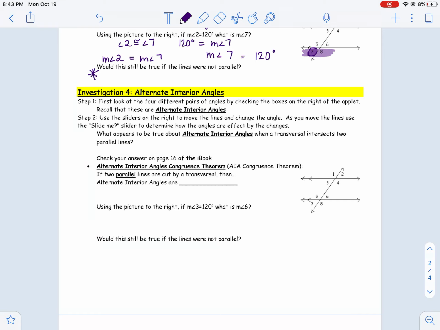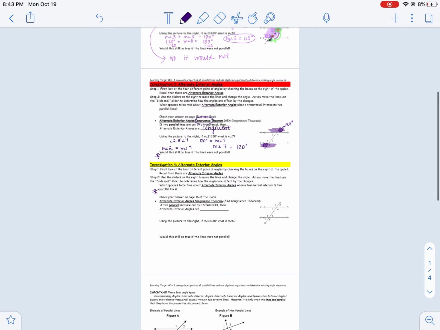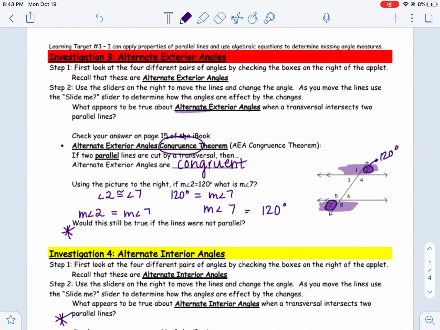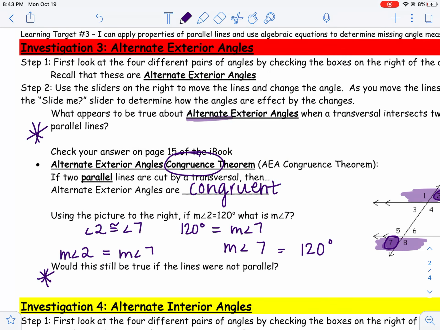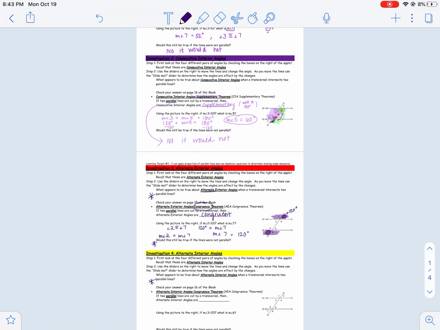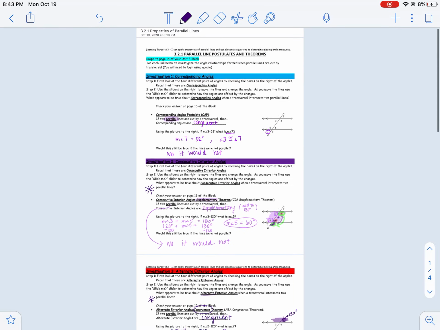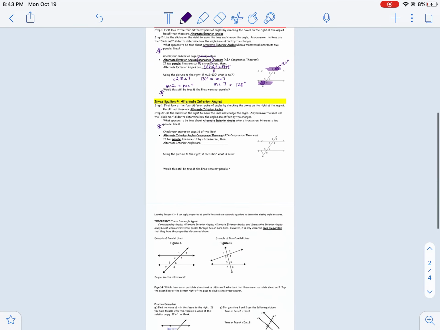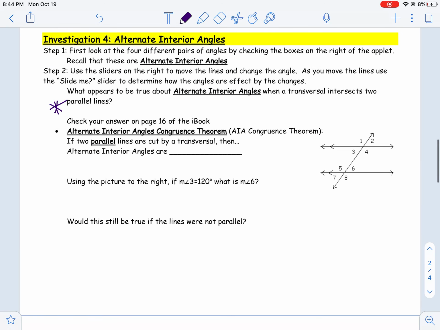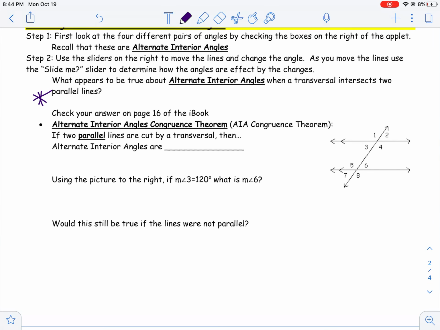Go to investigation 4. We are talking alternate interior angles. Okay, so this one's got a question. It says, what appears to be true about alternate interior angles when a transversal intersects parallel lines? Okay, so make sure you answer that guy. So sorry, there was one right there as well. And here, totally missed them. I apologize, okay? So check out those questions, think about them, write your answer. No right or wrong answer, okay?